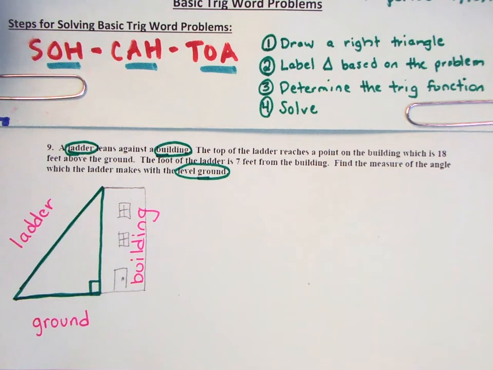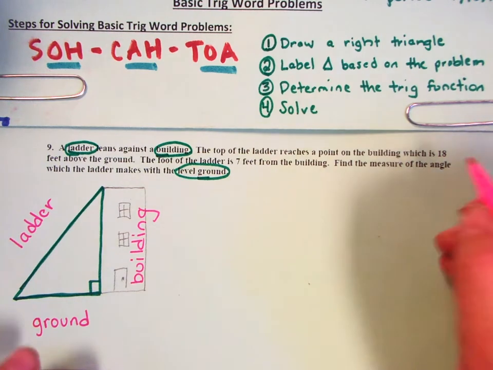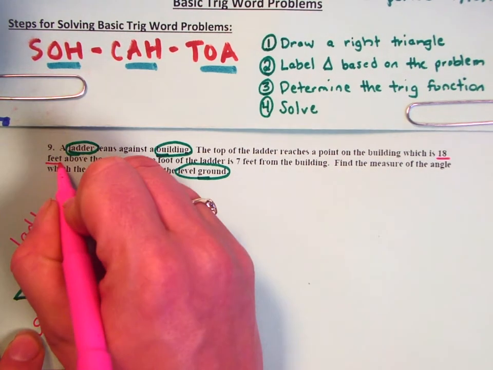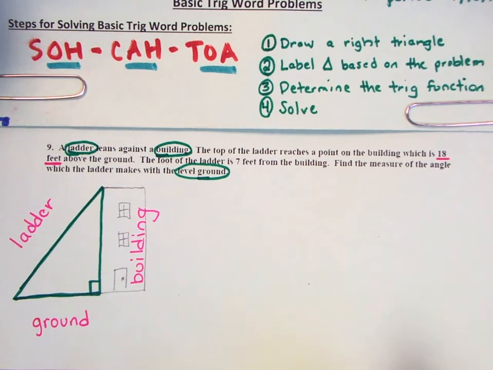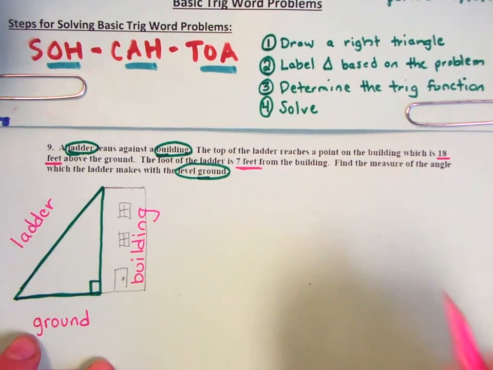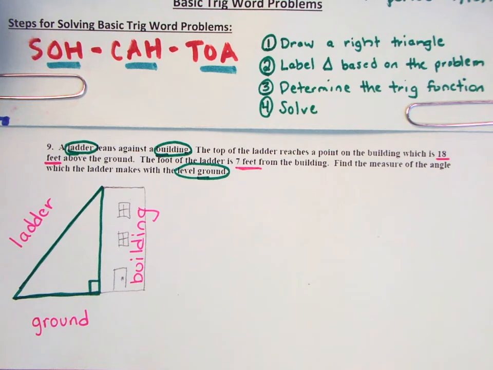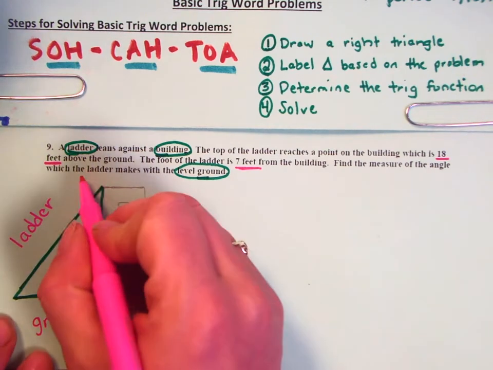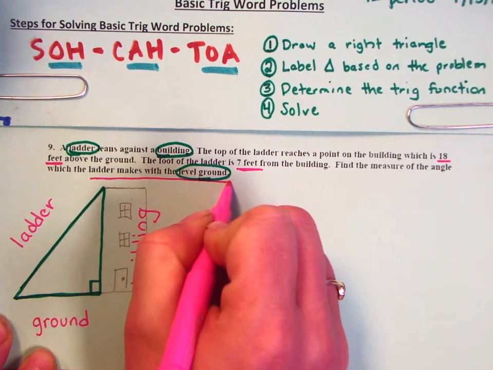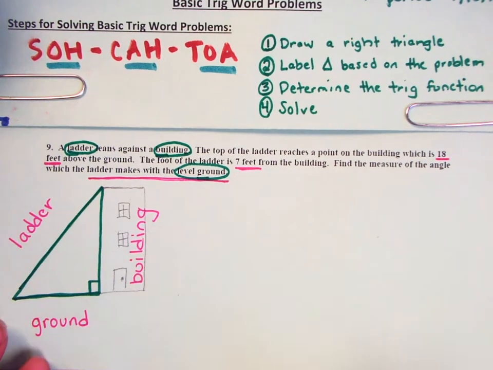Okay, let's go back and reread. A ladder leans against a building. The top of the ladder, I need your full attention. The top of the ladder reaches a point on the building, which is 18 feet above the ground. So we know we have 18 feet. The foot of the ladder is 7 feet from the building. Find the measure of the angle which the ladder makes with the level ground. Then we need to label. Which side is 18 feet?